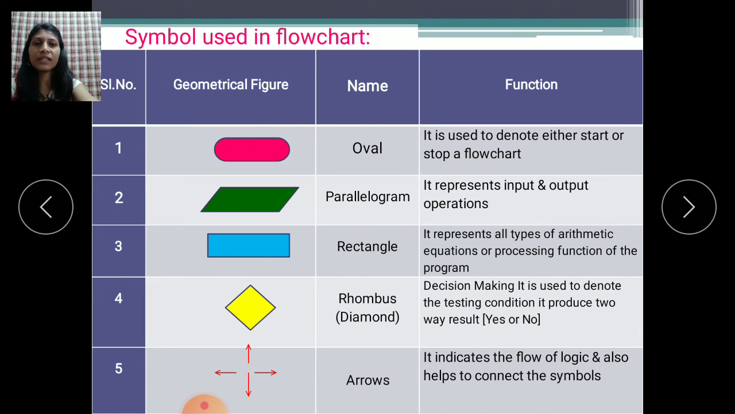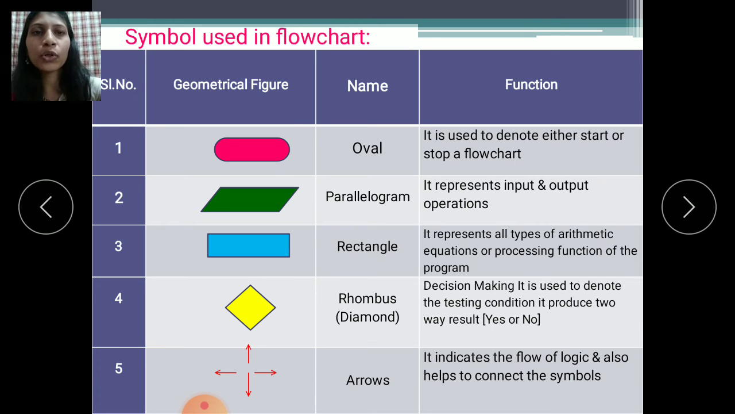Then the fifth one is arrows. This is an up arrow, a left side arrow, a right side arrow, and a down arrow. If you want to attach two symbols in a flowchart, we use arrows to attach the two geometrical figures. What is the use of arrows? They indicate the flow of logic and also help to connect the symbols. So we use arrows for connecting the two geometrical figures, and they show the flow of logic.